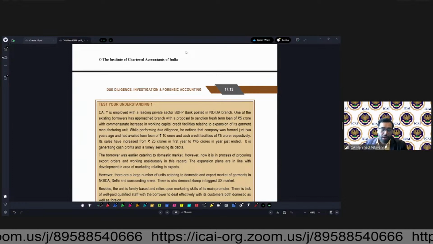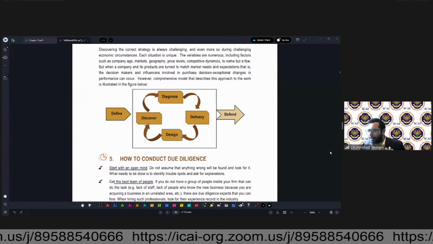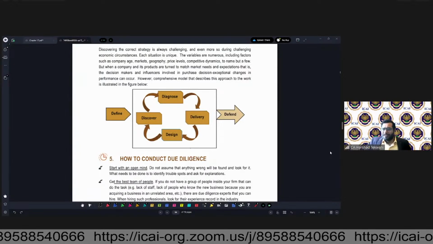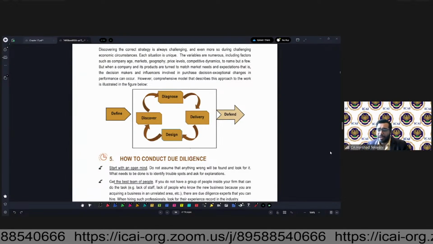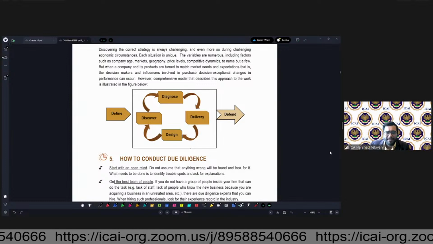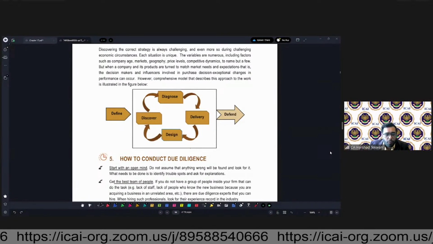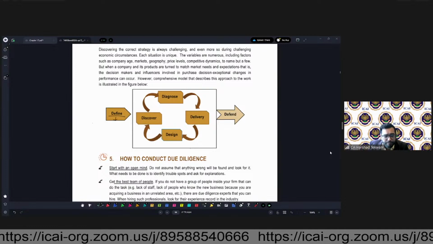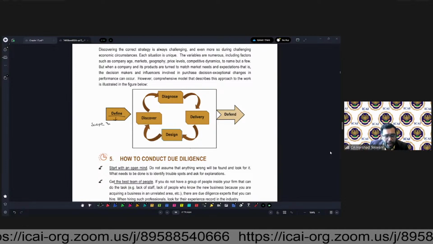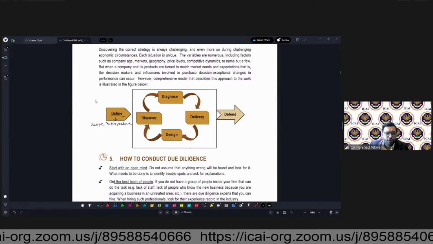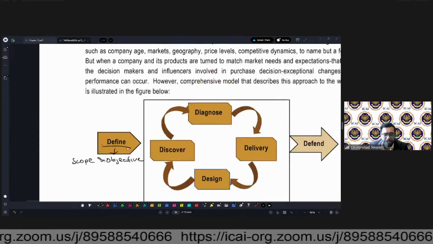Okay. Basically, it's very pretty much straightforward and simple. When I talk about the step by step process, first you define the objective and scope of the due diligence. Okay, first you define the scope and objective of the due diligence.